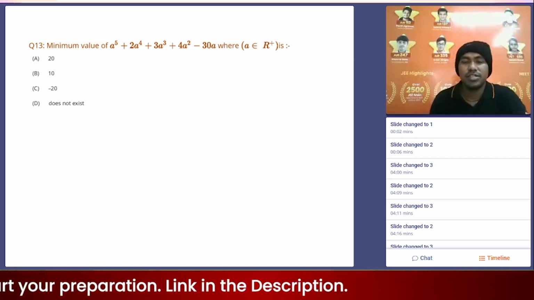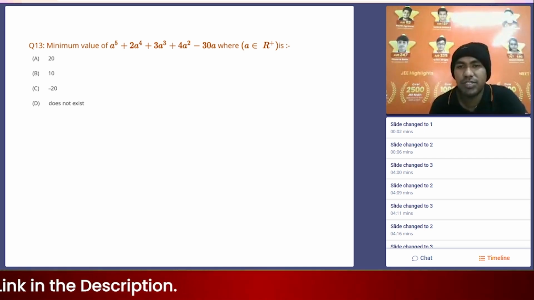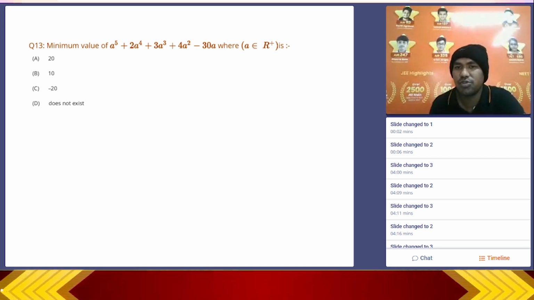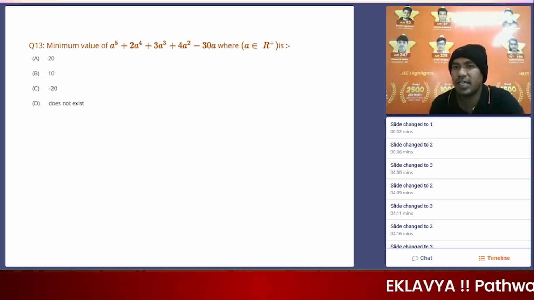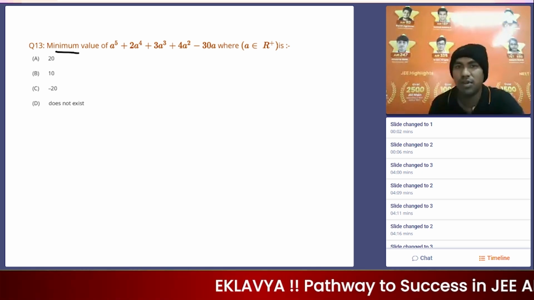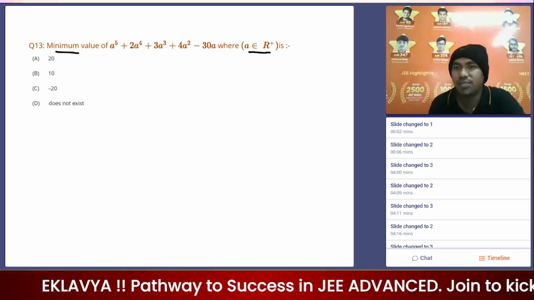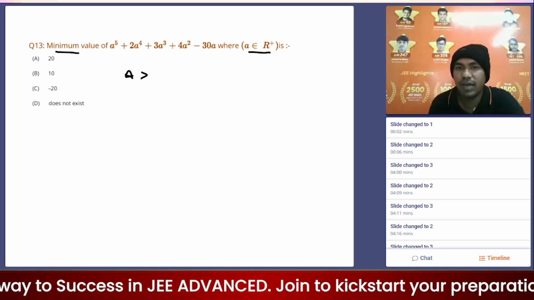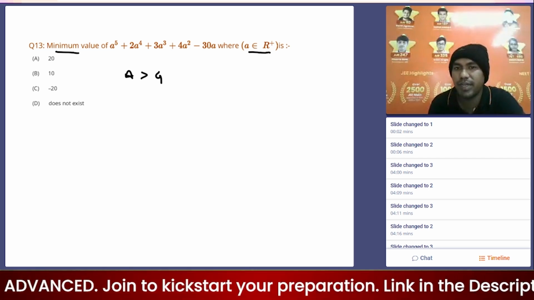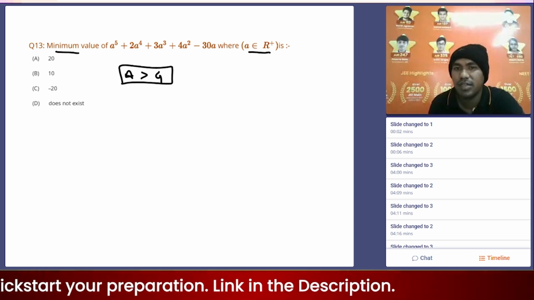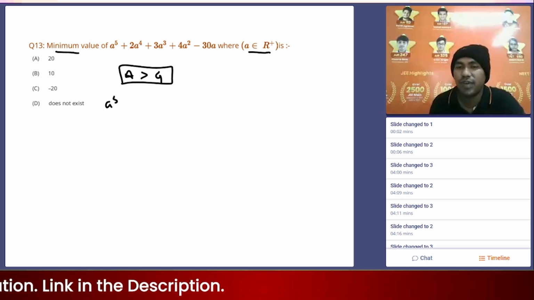Question number 13. Find the minimum value of a^5 + 2a^4 + 3a^3 + 4a^2 - 30a, where a is positive. Which method will we apply? Yes, if you apply the arithmetic mean and geometric mean inequality, then you will get the minimum value. So for that, what will we do?